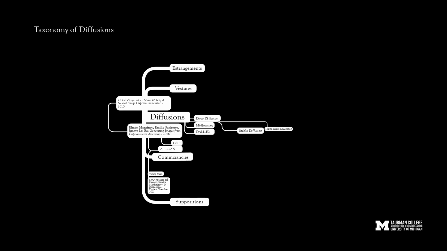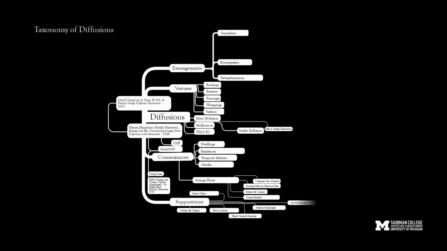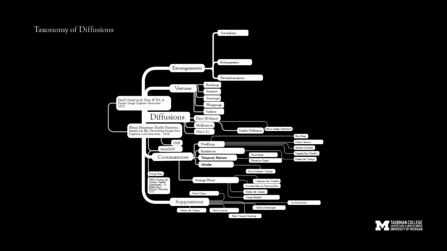And for each one of those, there were sub-ideas, like commorances can be divided into dwellings, residences, temporal shelters, abodes, things like strange places. Vestures can be envelopes, exteriors, frontages, wrappings, and fashion. And for each one of these categories, I actually assigned also a set of authors that were then put into this sort of category. So I created these very human boxes to stuff in so that we can better understand what we're looking at.